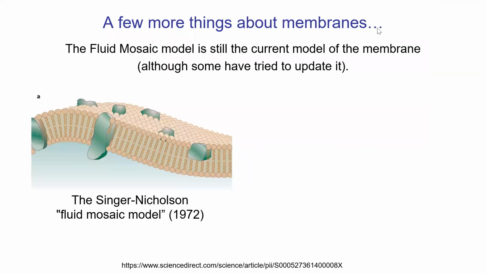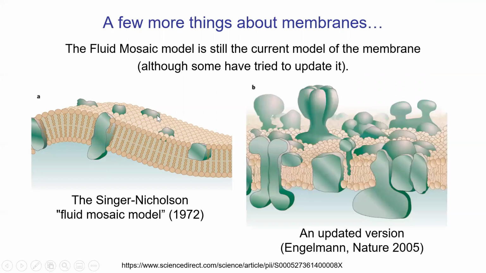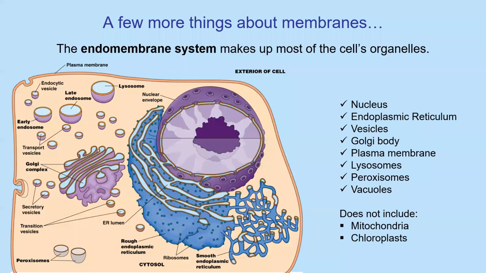So a couple other things to say about membranes before I let you go. One thing is that the fluid mosaic model has been updated. There are a few updated versions, but they're really just the same old stuff. You still have these fluid lipids, and you've got these mosaic proteins embedded. Mostly it's just tweaks, like which kind of lipids are on the outside and which kind are on the inside. But other than that, the model hasn't really changed that much.